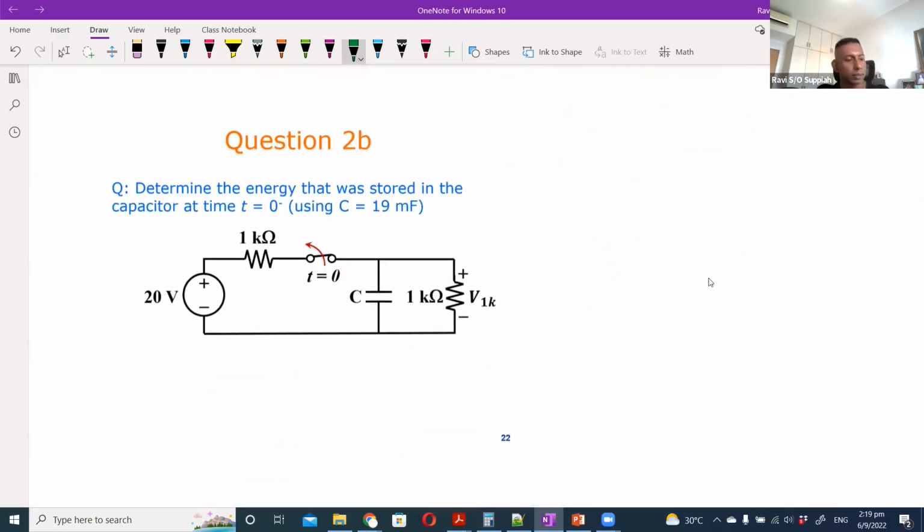The next part is what is the energy stored? This is straightforward. Energy is half CV squared. Since we know it's 19 milli times 10 squared, with the half, it gives 0.95 joule.